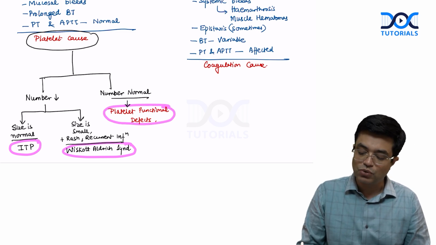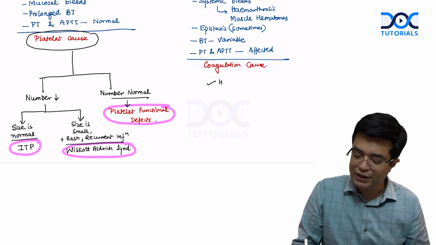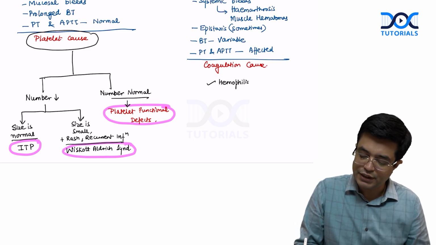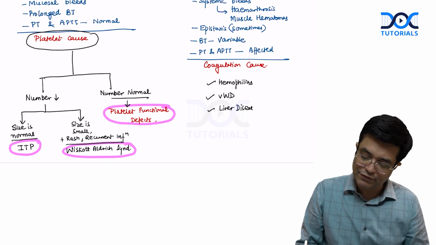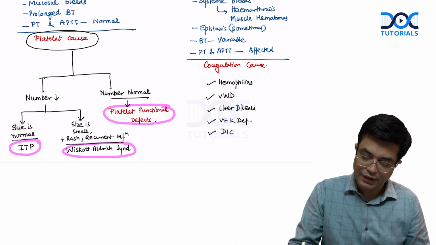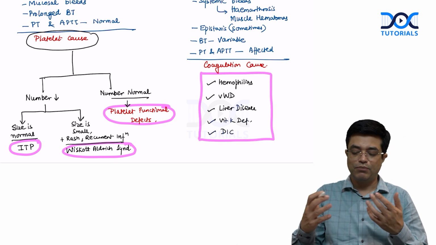And when you talk about coagulation cause of bleeding, there can be possibilities like hemophilias. Hemophilias can be there. The patient can have von Willebrand disease. You can have liver disease. And you can have vitamin K deficiency. And lastly, the patient can have DIC. How to distinguish between them? As we discuss, we shall be progressing.